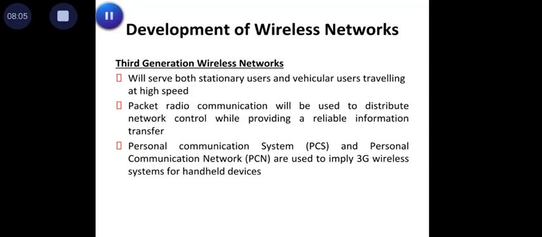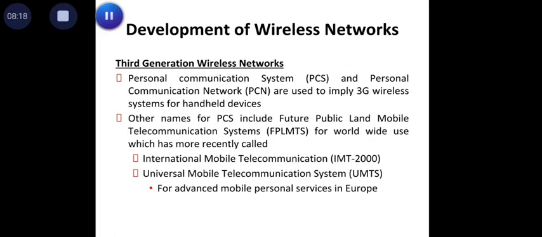PCS and PCN are used to imply 3G wireless systems for handheld devices. PCS is Personal Communication System and PCN is Personal Communication Network. The other names for PCS include Future Public Land Mobile Telecommunication System for worldwide use, which has more recently been called IMT-2000 or UMTS. IMT is International Mobile Telecommunication and UMTS is Universal Mobile Telecommunication System.